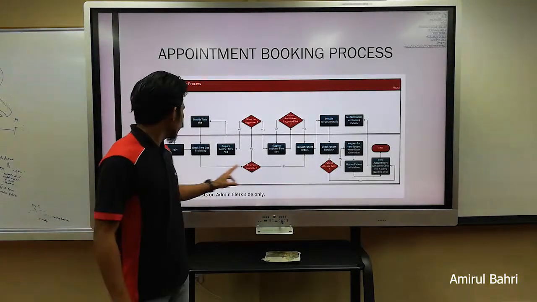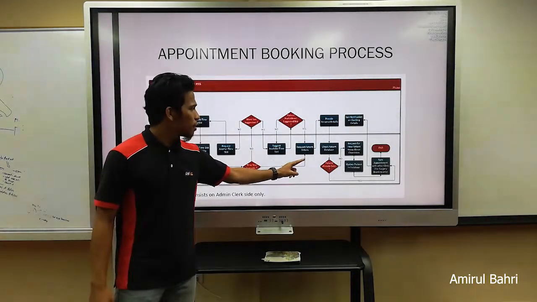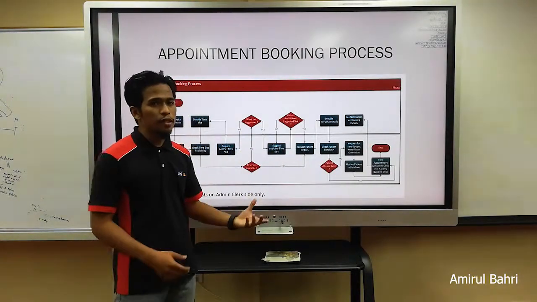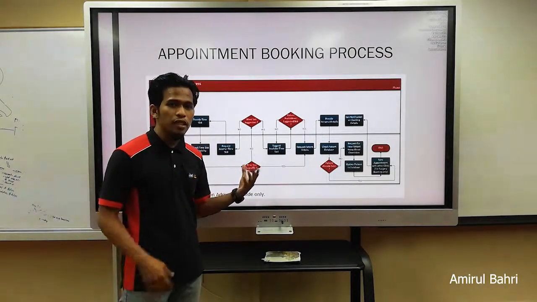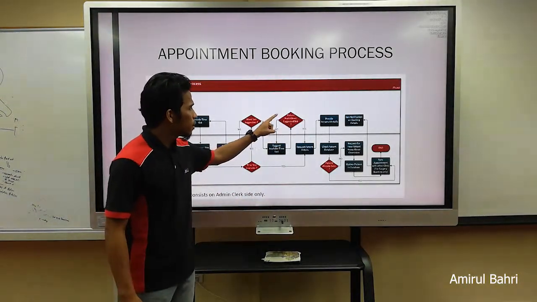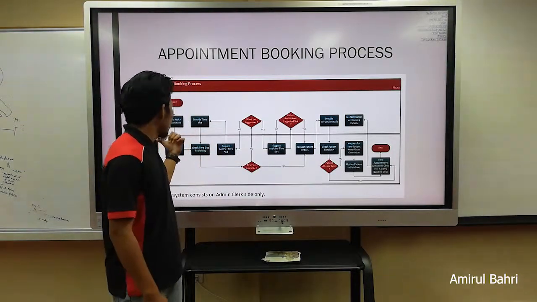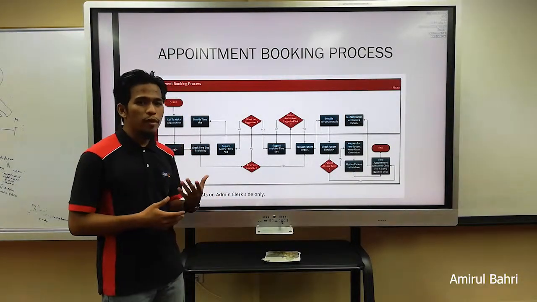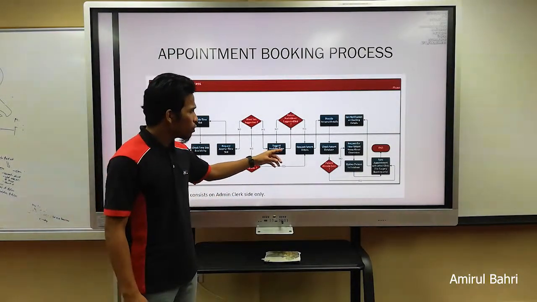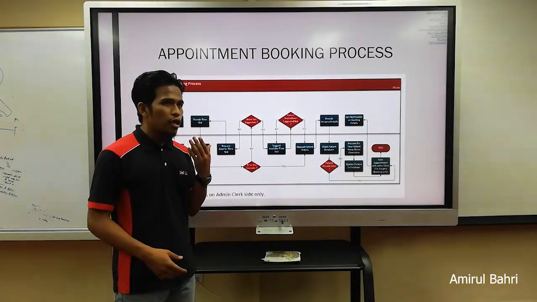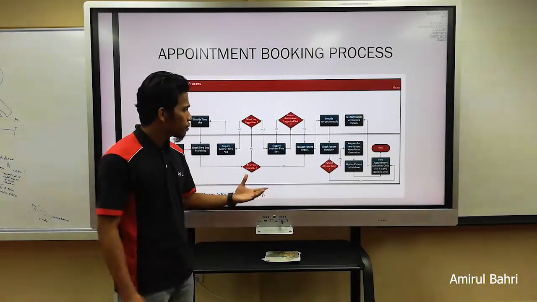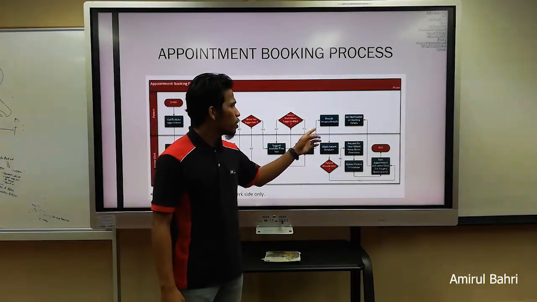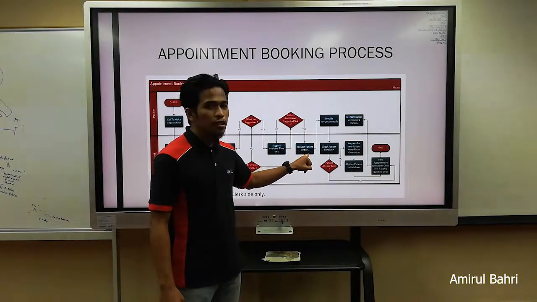If the time is available, it goes to request patient details. Here, the admin clerk will request patient details, and ask the patient whether they are available in that slot or not. If the patient is not available, the admin clerk will suggest another available time slot. If the patient is available at that time slot, the process will move to the request patient details.